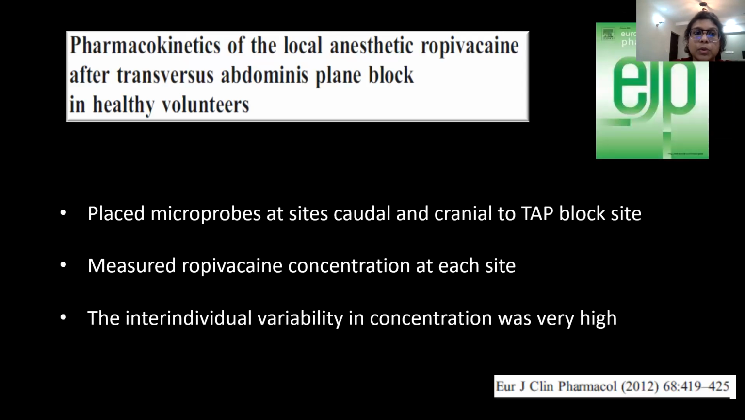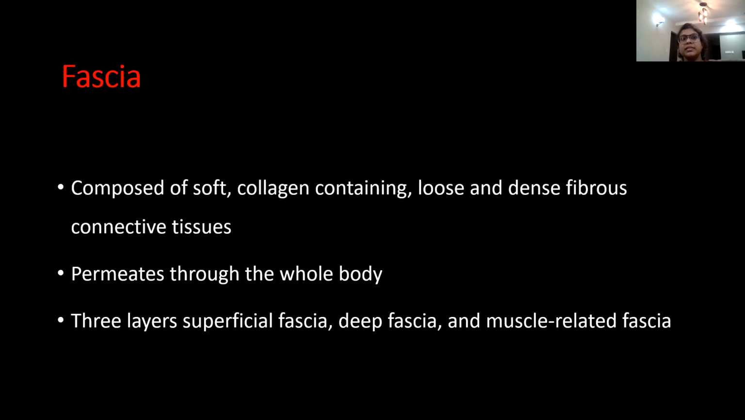And Latsky et al. explored the pharmacokinetics of the ropivacaine after TAB block in healthy volunteers. What they did was they performed TAB block with ropivacaine, and then they placed microprobes with sites caudal and cranial to the TAB block site to measure the ropivacaine concentration at these sites, and also measure the plasma concentrations of the ropivacaine at different timings. Now, what they found is there was very, very high individual variability in the ropivacaine concentrations measured at different sites, though the plasma concentrations remain highly comparable. So these two studies itself demonstrate the inconsistencies and the spread of the block.